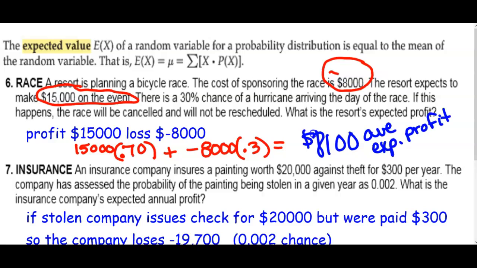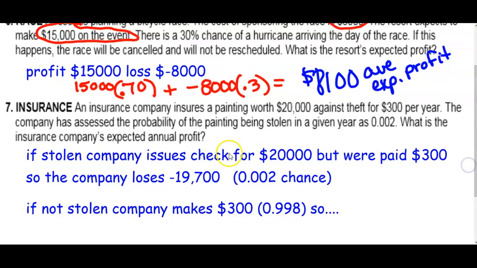Okay, so now they have to decide, is it worth it? The second one is a little more confusing for students because we don't all understand how this works, but it says an insurance company insures a painting worth $20,000 against theft for $300 a year.